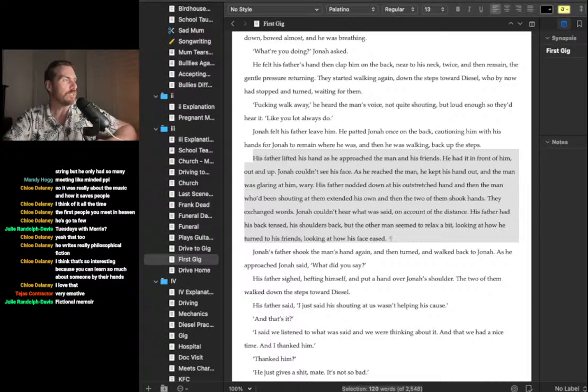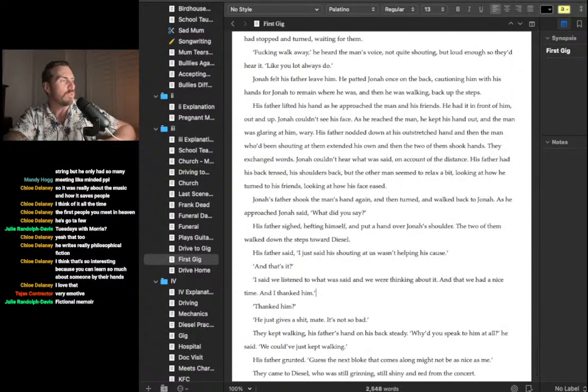Jonah's father shook the man's hand again and then turned and walked back to Jonah. As he approached, Jonah said, "What did you say?" His father sighed, hefting himself, and put a hand over Jonah's shoulders. The two of them walked down the steps towards Diesel. His father said, "I just said his shouting at us wasn't helping his cause, and that's it. I said we listened to what was said and we were thinking about it, and that we had a nice time, and I thanked him." "Thanked him? He just gives a shit, mate." "It's not so bad."